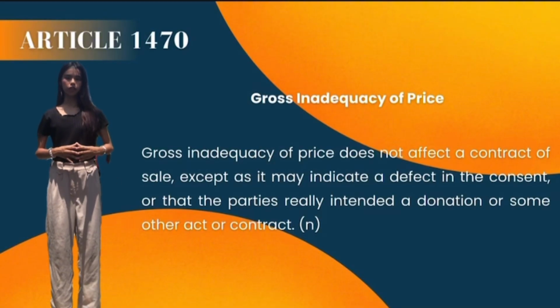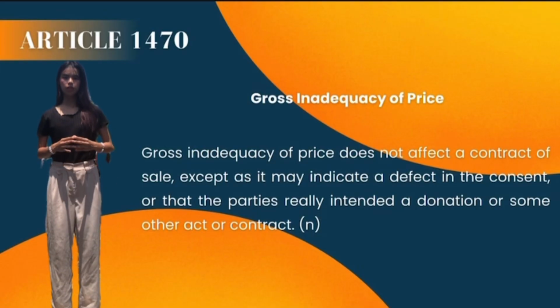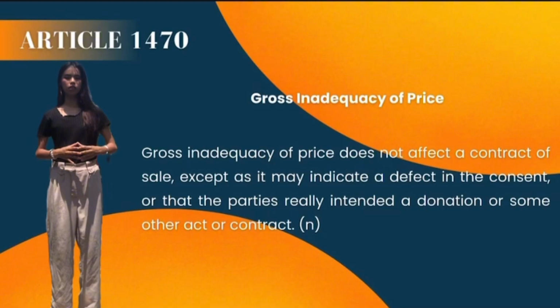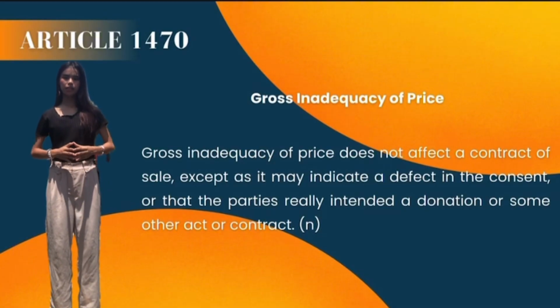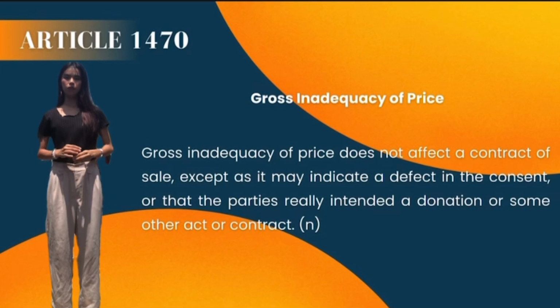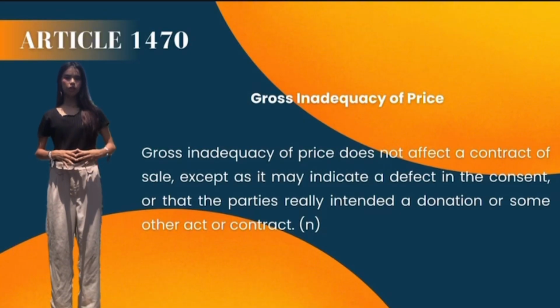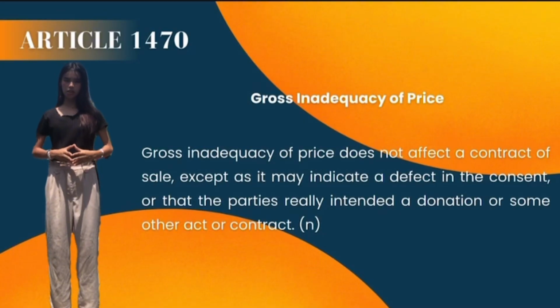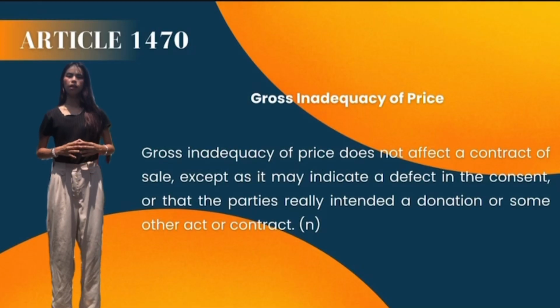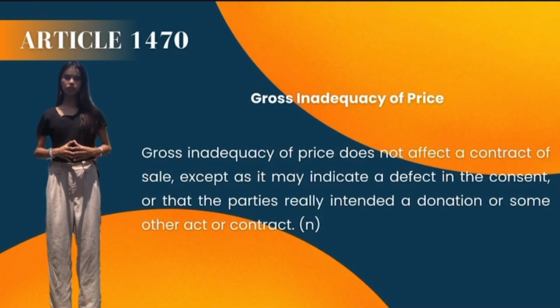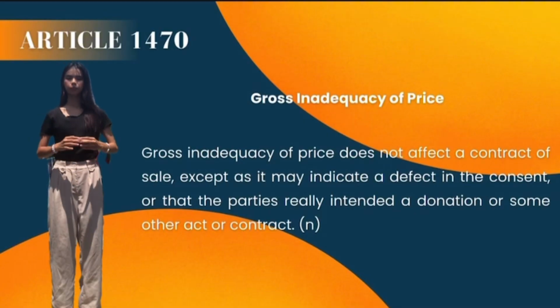However, Article 1470 wisely provides for exceptions to this general rule. The first exception arises when the grossly inadequate price serves as an indicator of defect in consent. If the extremely low price suggests the presence of fraud, mistake, or undue influence exerted upon the parties, then the contract may be subject to annulment. In such cases, it is not the inadequacy of the price itself that invalidates the contract, but rather the vitiated consent arising from these external factors.